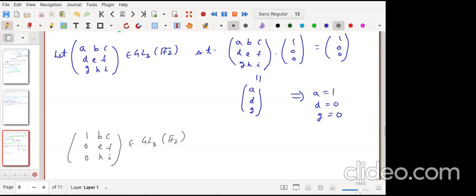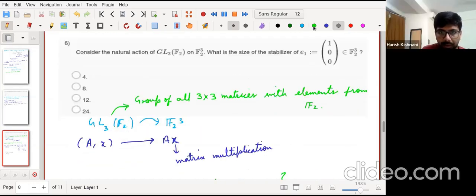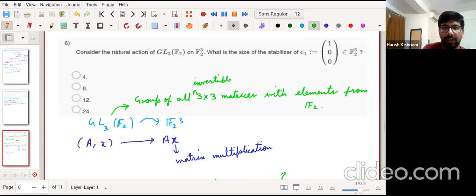I think I made a small mistake in the definition. The group of 3 by 3 matrices does not make sense because we are using the operation as multiplication. So it is the group of all invertible 3 by 3 matrices.